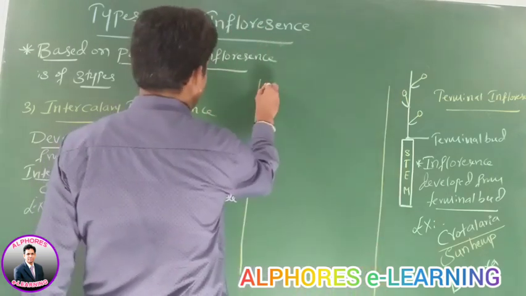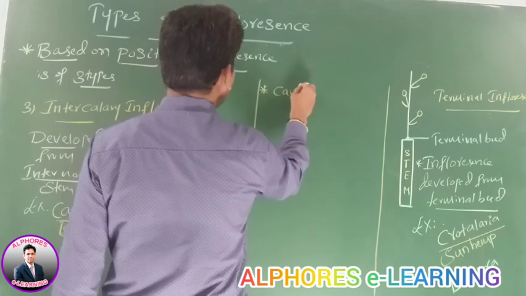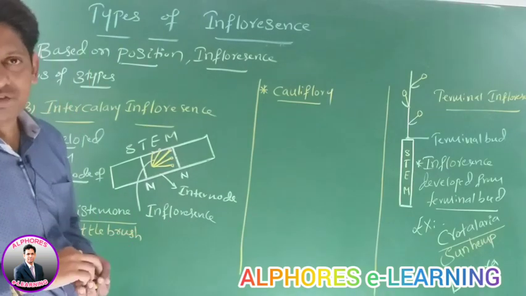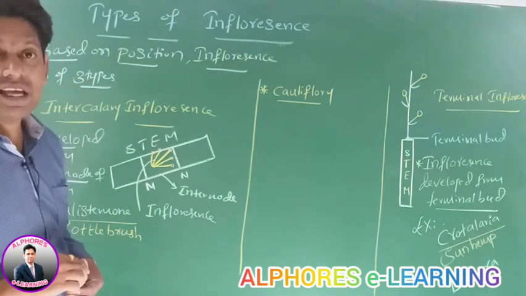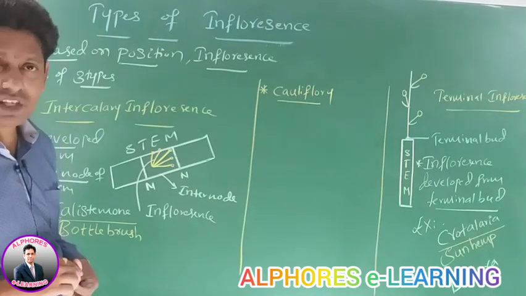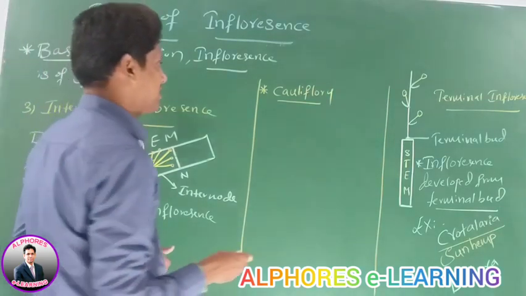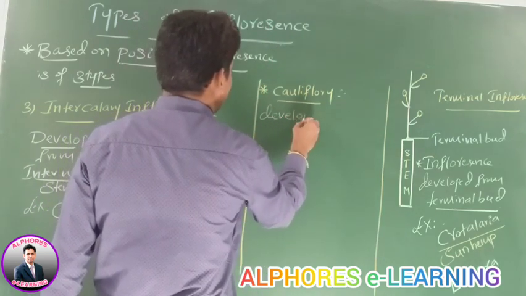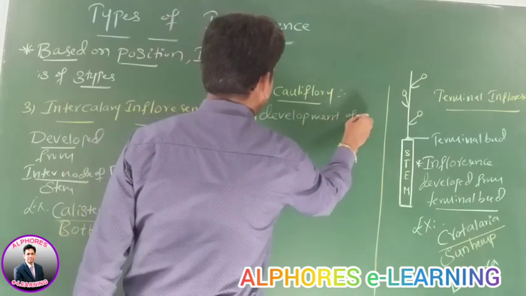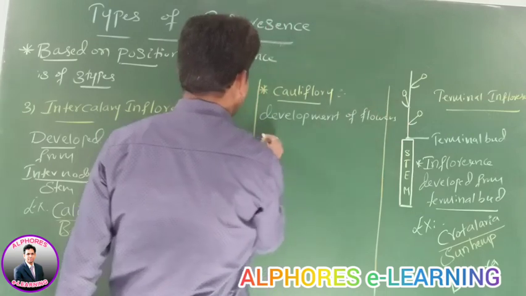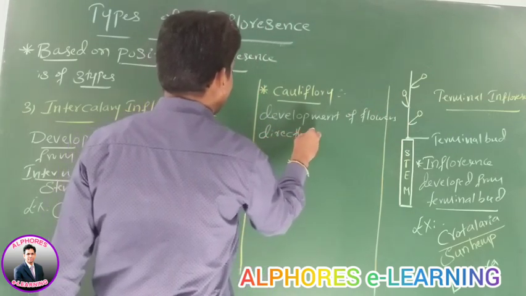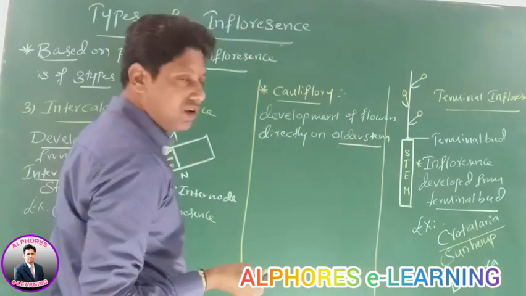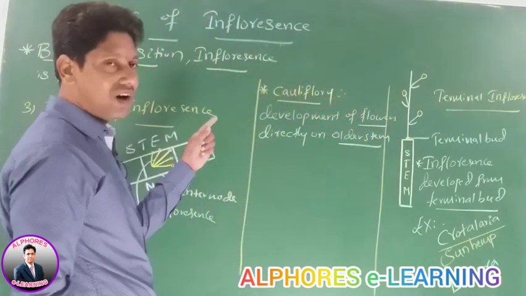Now listen to this statement: cauliflory. What is the meaning of cauliflory? Development of flowers directly on the older stem is called cauliflory. Directly on the older stem, what are developed? Flowers are developed. What is it called? Cauliflory.